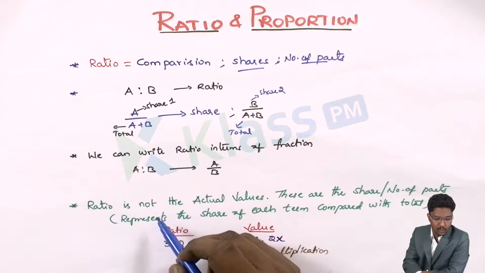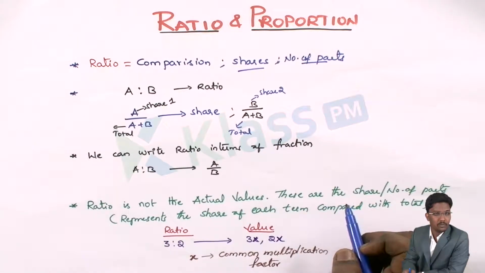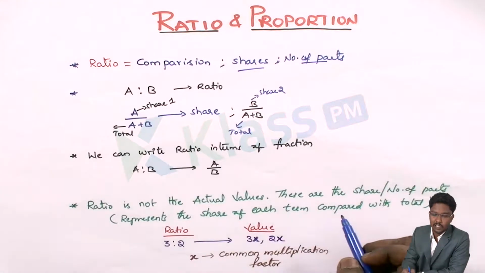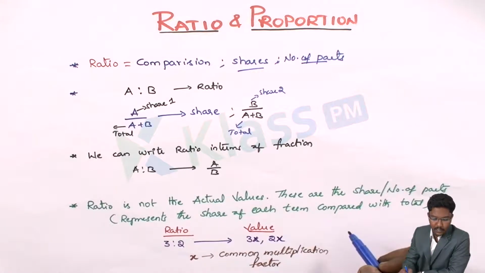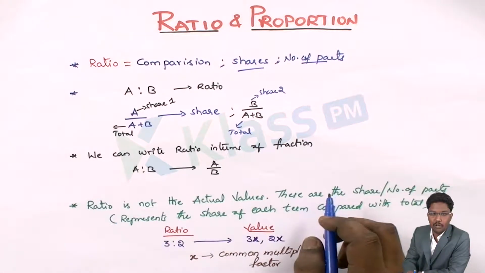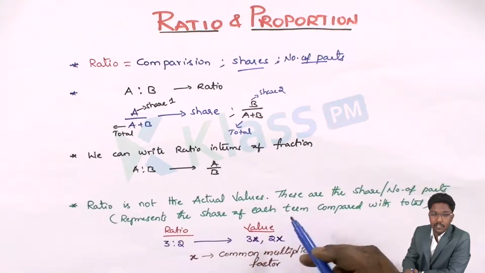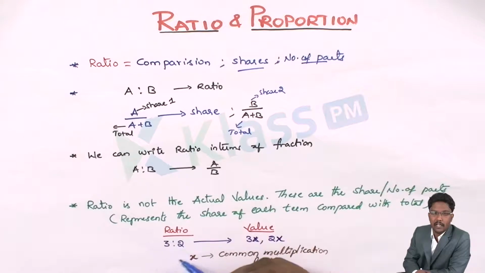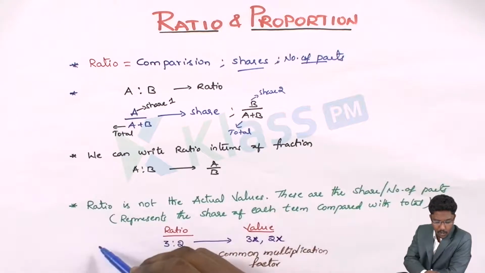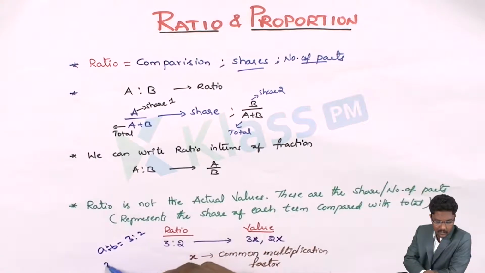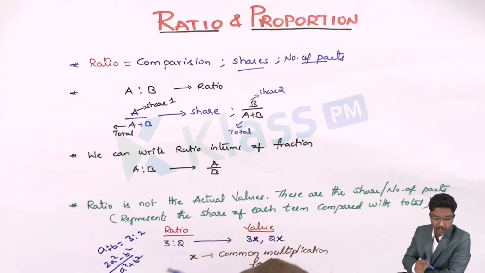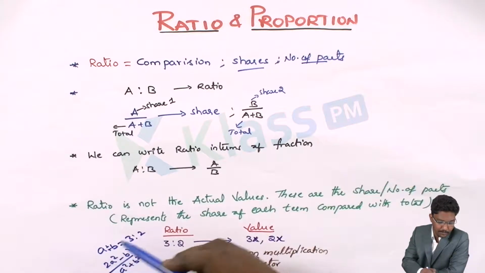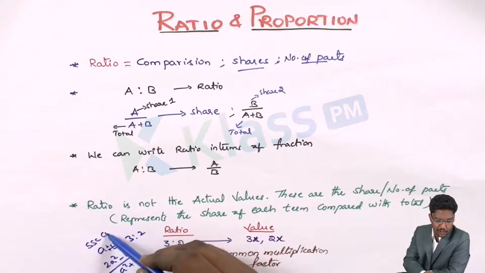So ratio is not the actual value. Please understand that ratio is not the actual value. These are the shares or number of parts. For example, 3:2 is the ratio. So here 3 and 2 are not the values. In an example, A:B equals 3:2. Then they ask for 2A square by B minus B square by A square plus B square. This is a problem which is regularly asked in SSC CGL.